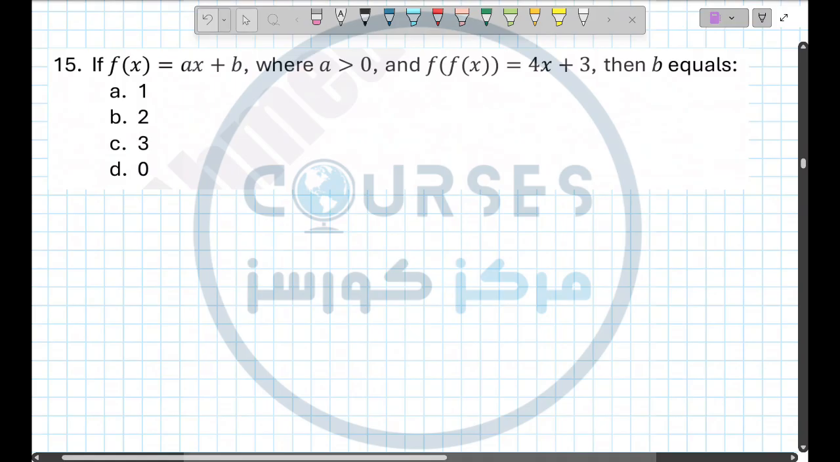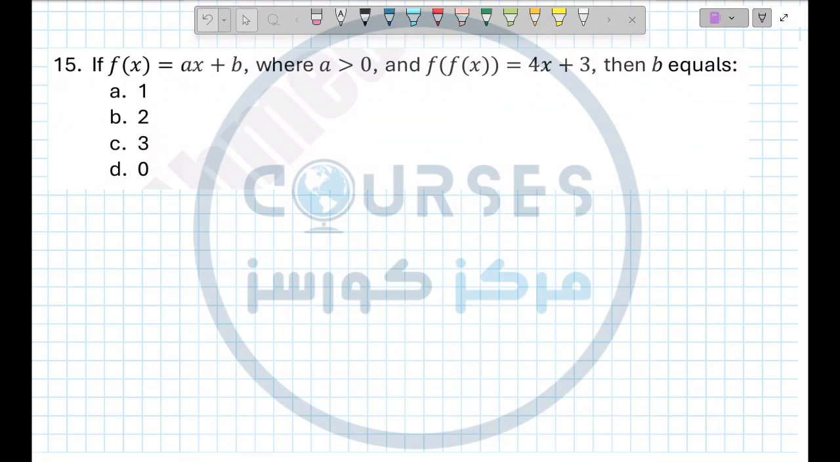Okay, now some functions. If f of x equals ax plus b, where a is greater than 0, and f of f of x equals 4x plus 3. Okay, we need to look at this part. f of f of x means you're putting f of x inside itself, meaning you're putting all of this inside the x. So let's find that first.